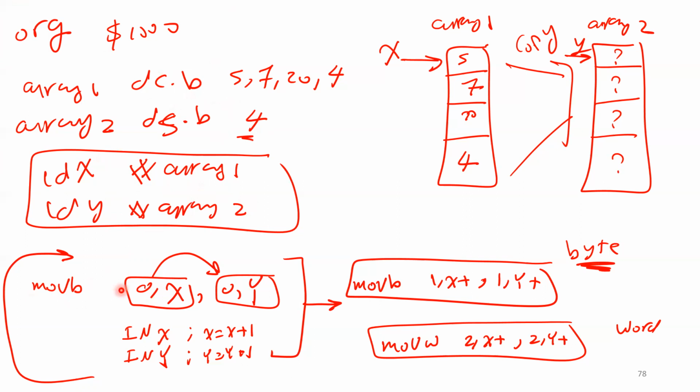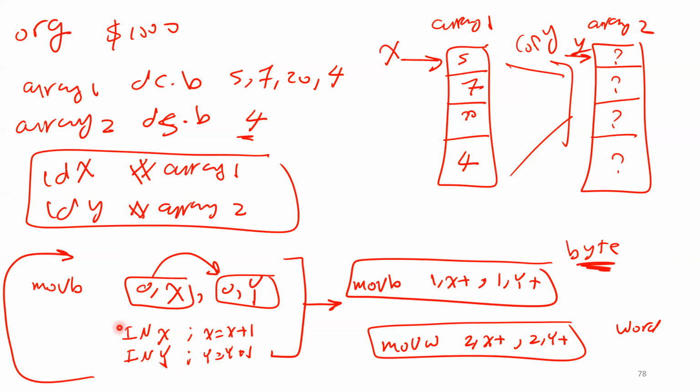So you have to move W. You have to copy a word pointed to by X to a word pointed to by Y. So here you have to use a W. Also, every iteration, you have to increment X by 2. You have to increment Y by 2. You get what I'm saying? Is that okay? So every iteration, you have to increment X by 2, Y by 2, not by 1.